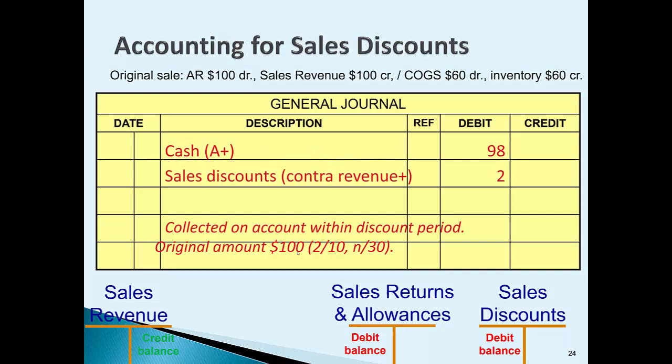The discount amount is going to go into the sales discount account. So that 2% discount, which is represented by these $2, goes in the sales discount account. Now remember, the sales discount is a contra revenue, so it has a normal debit balance on the left side. So that's why we're putting it on the left side. And now that they paid off the AR, we have to remove the whole AR. So that will be a credit for $100.